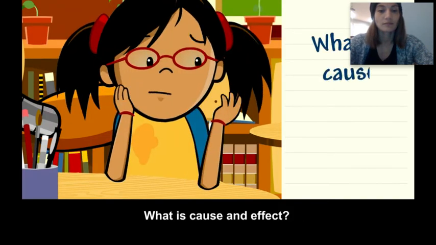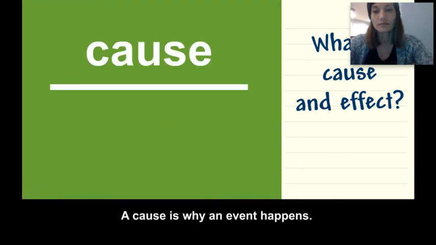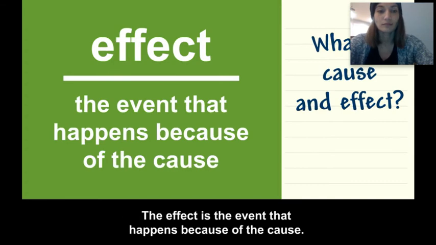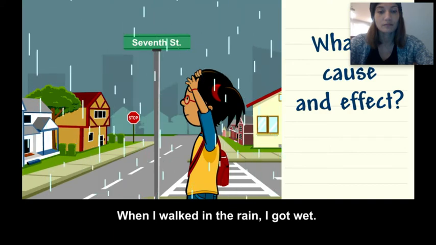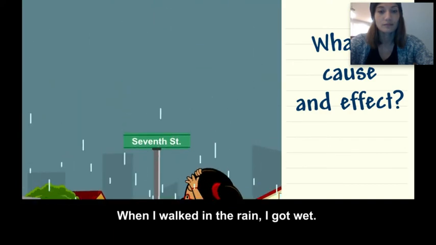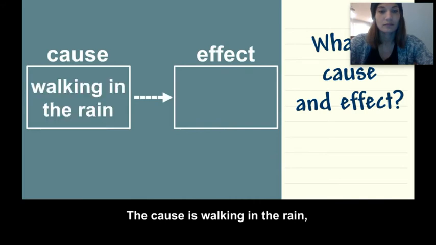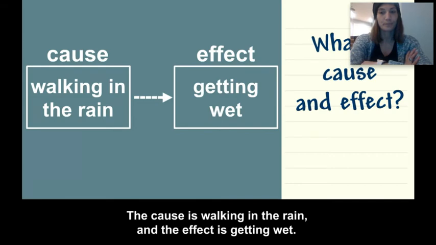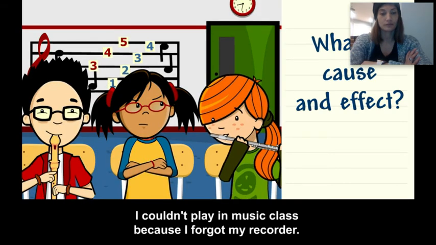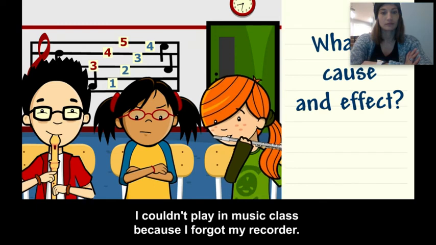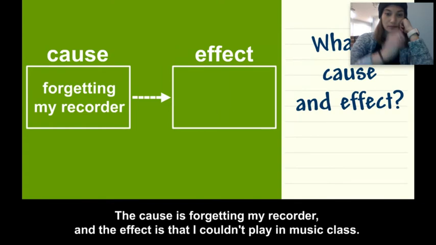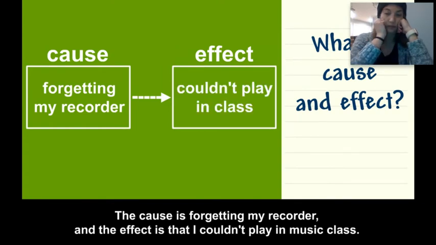What is cause and effect? A cause is why an event happens. The effect is the event that happens because of the cause. When I walked in the rain, I got wet. The cause is walking in the rain, and the effect is getting wet. I couldn't play in music class because I forgot my recorder. The cause is forgetting my recorder, and the effect is that I couldn't play in music class.